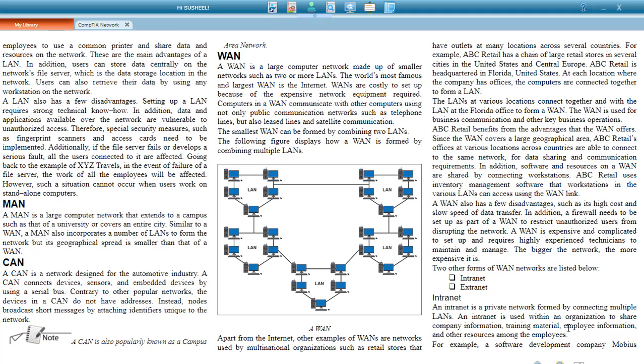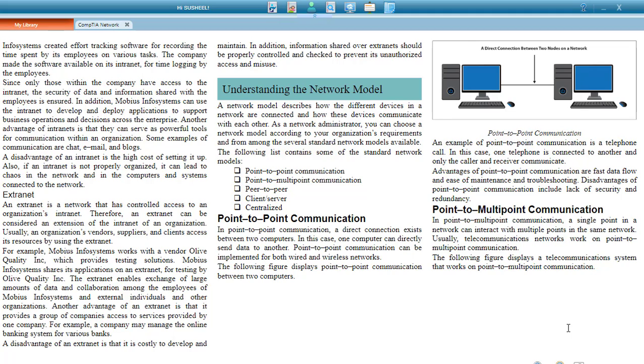2 other forms of WAN networks are listed below. Intranet. Extranet. Intranet. An intranet is a private network formed by connecting multiple LANs. An intranet is used within an organization to share company information, training material, employee information, and other resources among the employees. For example, a software development company, Mobius Infosystems, created effort tracking software for recording the time spent by its employees on various tasks. The company made the software available on its intranet, for time logging by the employees.